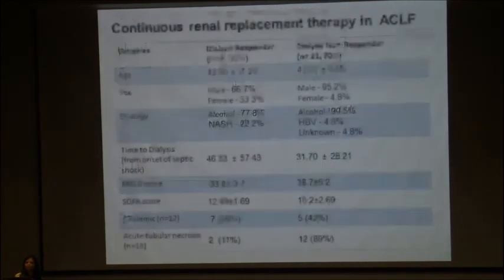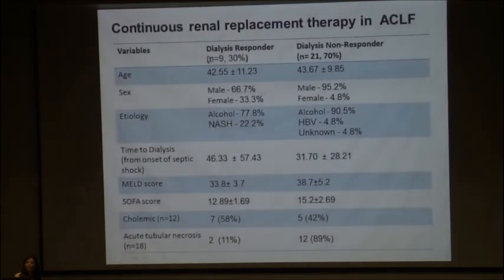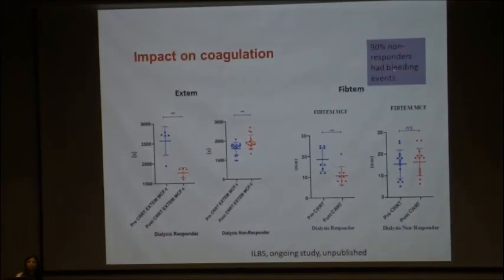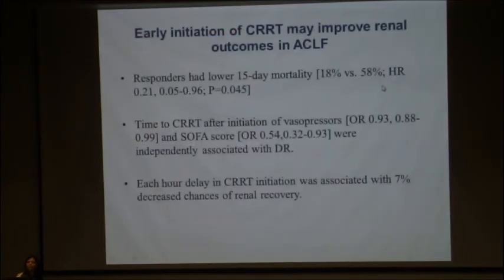In patients with acute on chronic liver failure, this is data of 30 patients where we showed that it's not that everybody responds, and maybe the colemic patients respond better. So 58% of these patients who were dialysis responders had colemic organ dysfunction. Summarize maybe, Rakhi, sorry. And the responders had improvement in all the parameters, but non-responders more likely had bleeding complications and they died. And what we propose is that if your patient gets shock, for the time to CRRT, each hour of delay, like for antibiotics, is associated with a 7% decreased chance of renal recovery.